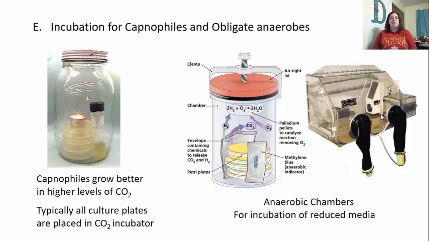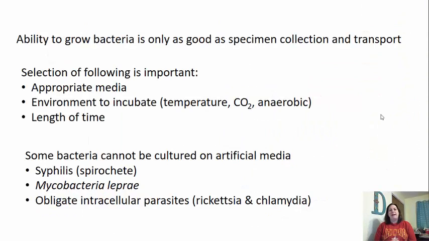Another thing we want to note is that incubation can be different with these different types of bacteria. Some need special incubation, such as capnophiles and obligate anaerobes. Capnophiles grow better in a higher level of carbon dioxide. So typically the culture plates are placed in what we call a CO2 incubator. Of course, there are more elaborate CO2 incubators that could be used, but in a lot of labs, they just take a jar, place the petri dishes and tubes inside, and light a candle. The candle will burn until pretty much all the oxygen is used up, and the CO2 is what's left behind. We also see anaerobic chambers. These are for incubation of reduced media, and remember, they also need special conditions because they can't be around oxygen. The ability to grow bacteria is only as good as the specimen that's collected and how it is transported.